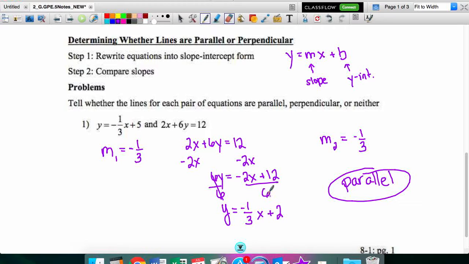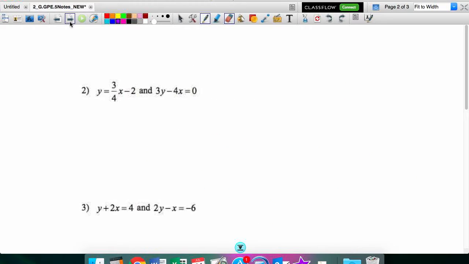All right, let's continue on with 2 more problems of this nature. Problem 2, once again, we're going to start by identifying the slope in the slope-intercept form. Our first equation already is in slope-intercept form, so no work to be done here. And we just pull out the slope, which it looks like is 3/4.